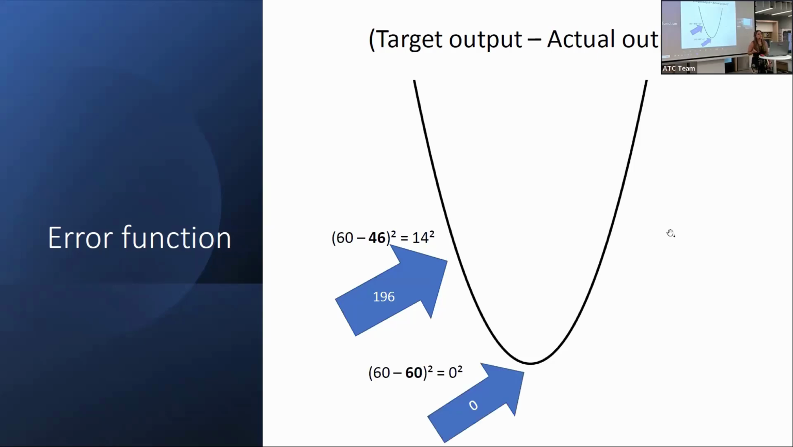We want to be at the bottom. Why? Because we want an error of 0. We want our target output to be equal to our actual output. We know that our actual output should be 60. So how do we get there?